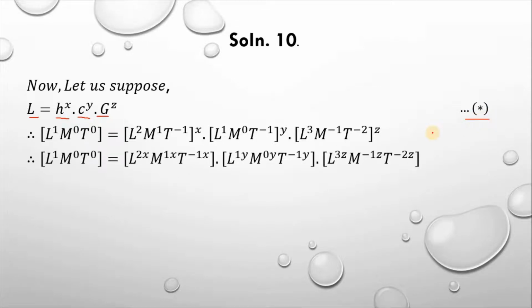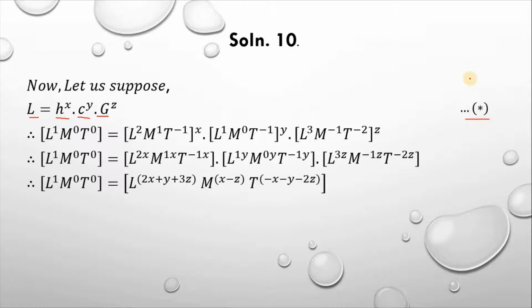Now on solving this further you'll get this, as you can see, 2x, 1x, minus 1x. Now on solving again it further you'll get this as L raised to 2x plus y plus 3z, m raised to x minus z and t raised to minus x minus y minus 2z. You have done nothing. As you have multiplied these things the powers will get added, right? And then you will get this. Similarly for m, similarly for t, as you have got for L.